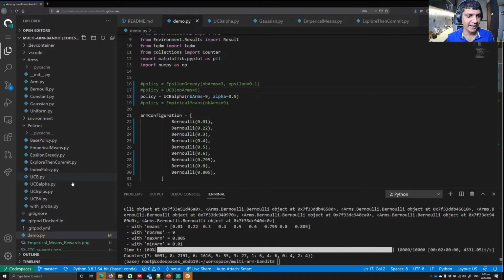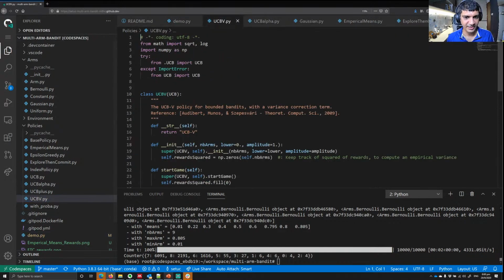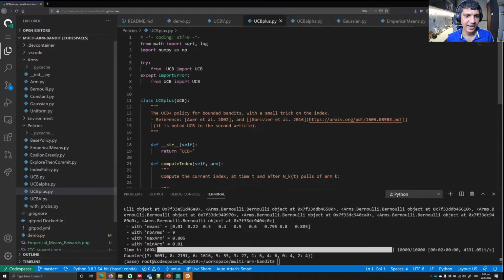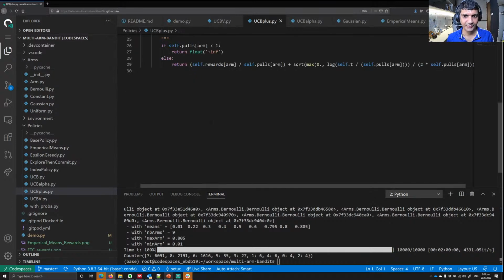All right, so I have done a few more. So I have the UCB-V as well. Now there is nothing required in your UCB-V. Just import those values, import those functions, and get started. And then I also have UCB Plus as well, right? Where again it's a slight variation of what you looked at before.